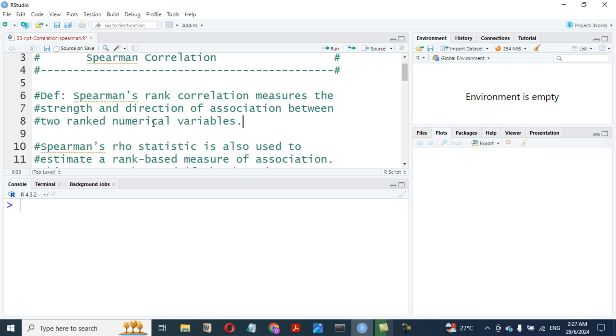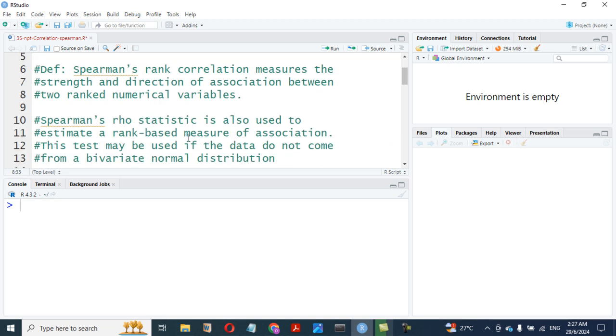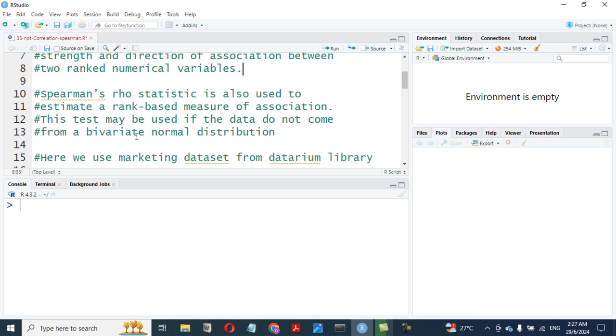All right, so now Spearman rho statistics is also used to estimate a rank-based measure of association. Okay, and this test may be used if the data do not come from a bivariate normal distribution. If the normal distribution assumptions are not met, which is in the parametric base, we have to use Spearman.